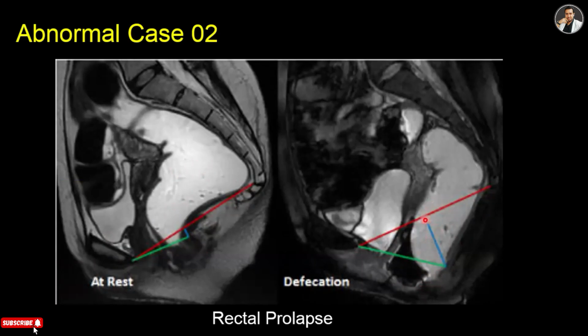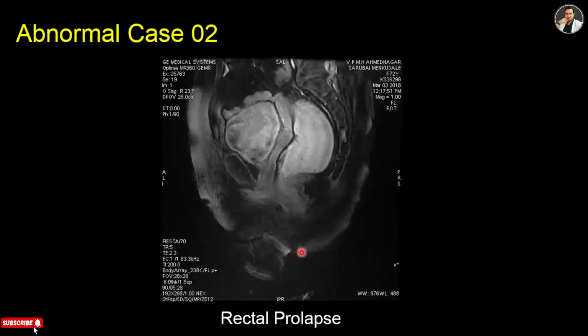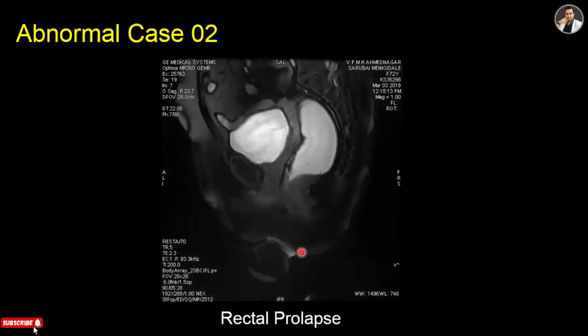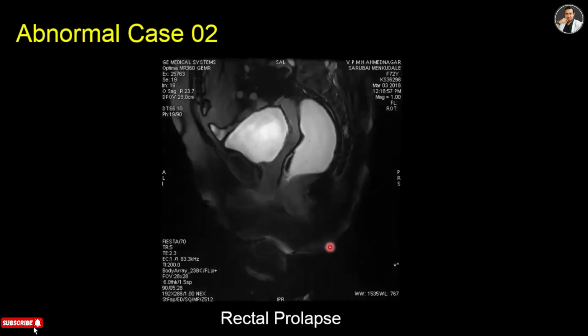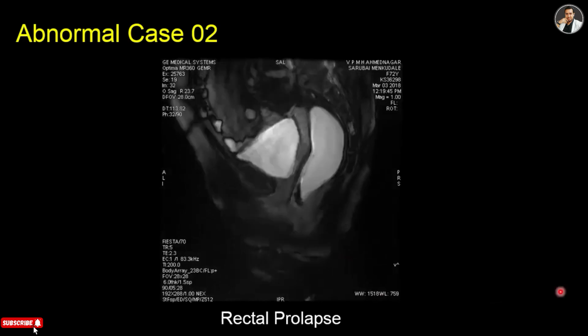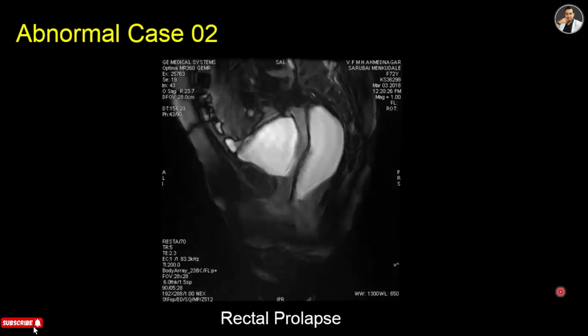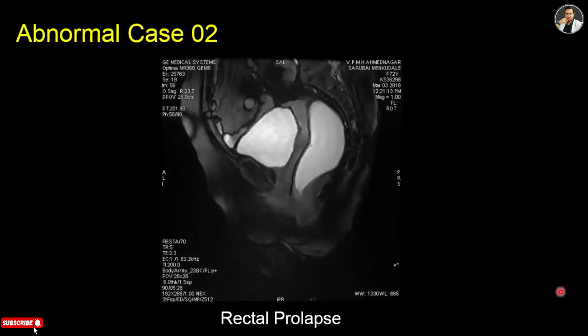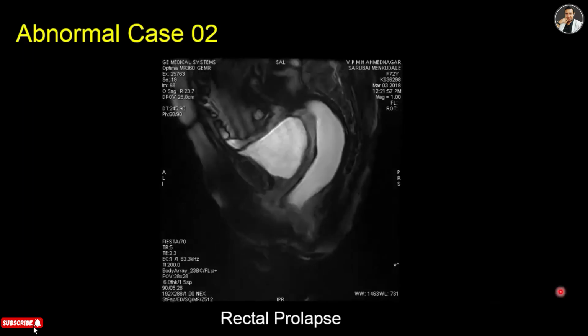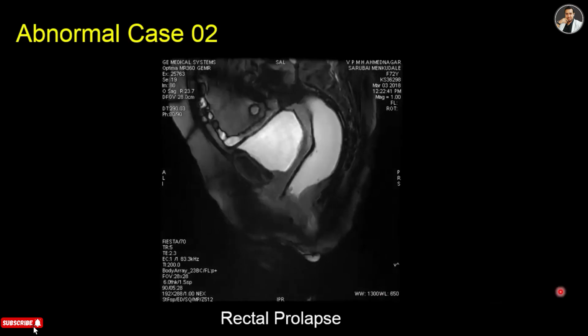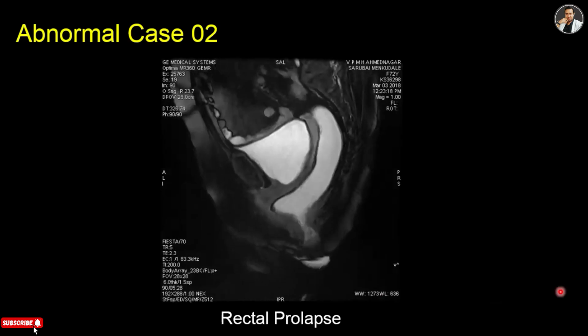And now let's see the video of the rectal prolapse. So this is the rectal prolapse video. You can see that during defecation, rectal prolapse occurs when the walls of the rectum have prolapsed to such a degree that they protrude out of the anus and are visible outside the body.